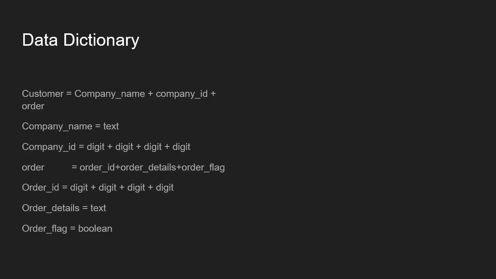Here we have the data dictionary. Obviously, one of the most important parts of the whole system is the customer, and the customer will be made of the company name, their ID, and their current order. The company name would just be a text, the company ID will just be a 4-digit number, and the order will compose of the order ID, the order details, and the order flag. The order ID is also just a set of 4 digits, and the order details will just be in text.